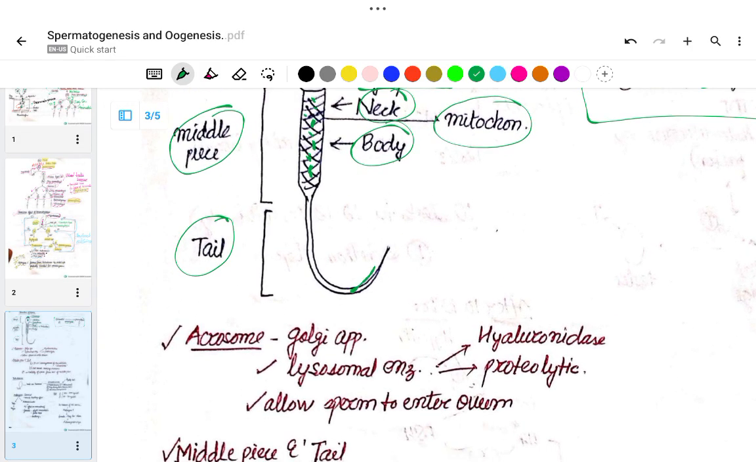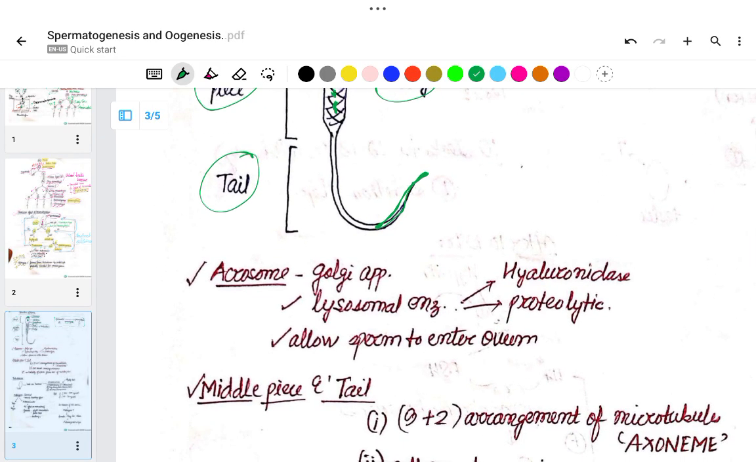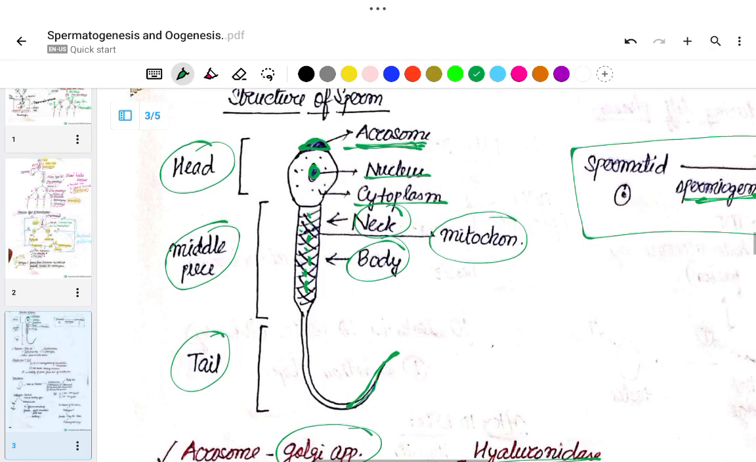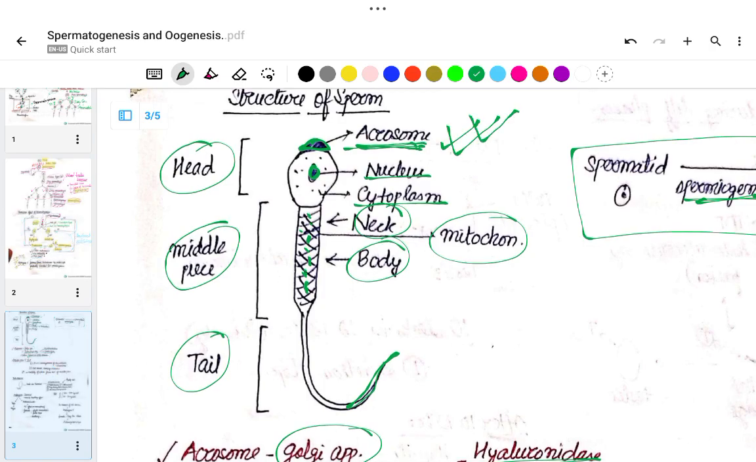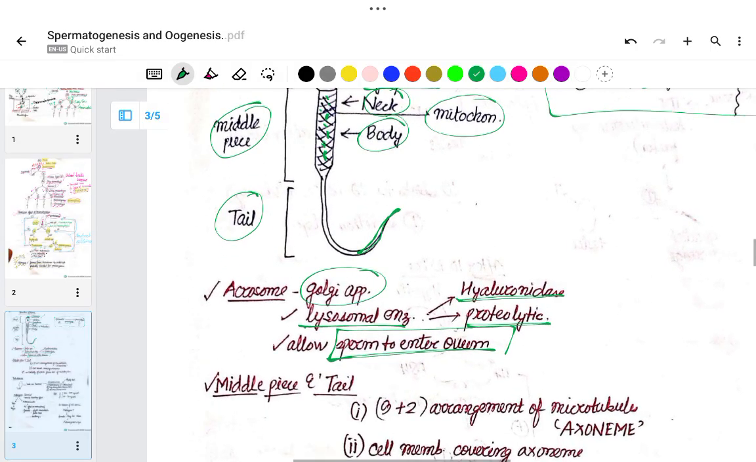This is the tail. The acrosome has Golgi apparatus, lysosomal enzymes, hyaluronidase and proteolytic enzymes. They help the sperm to enter the ovum.